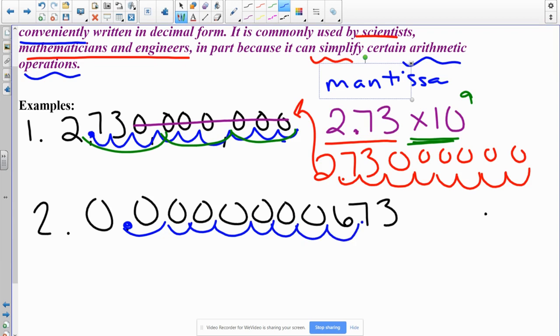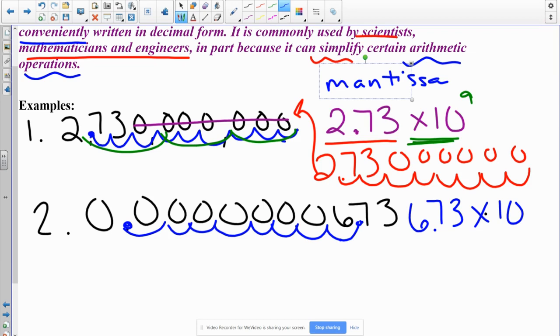Notice I stopped here because now I have a 6 in front of my decimal. So I'm going to write down this mantissa, 6.73, 6 and 73 hundredths. Notice again, I ignored the zeros, the ones that are not important to our place value. Remember, it has to be times 10. So it's always times 10 to base because that's what moved our decimal over. Again, I counted 8 times. 1, 2, 3, 4, 5, 6, 7, 8 times.